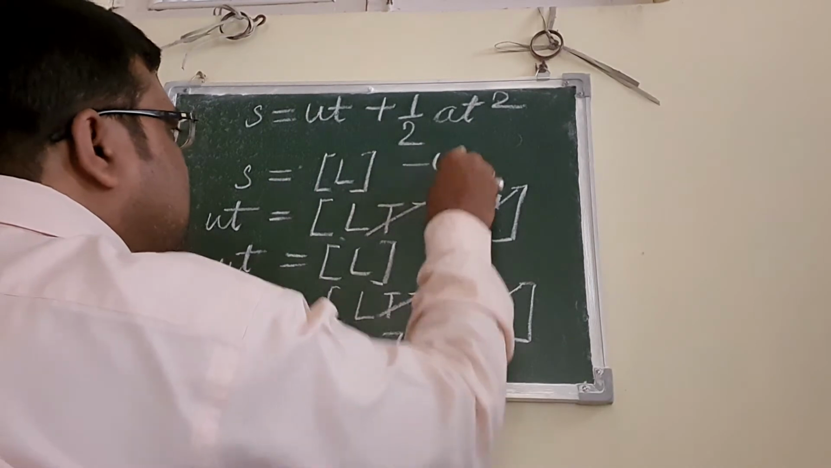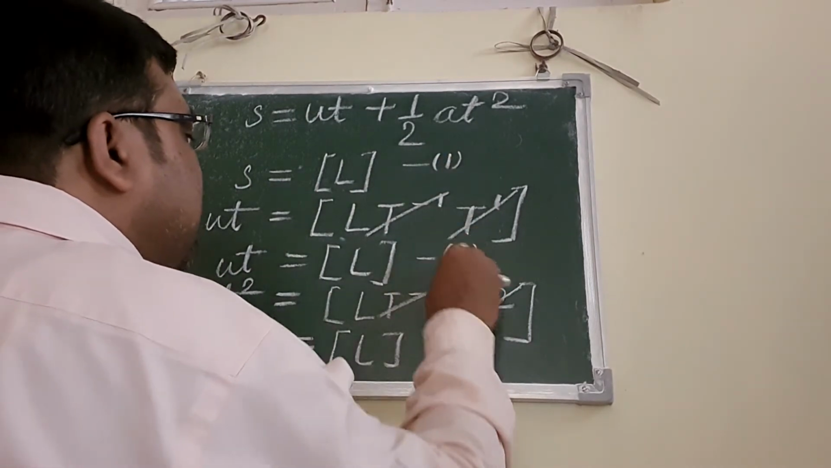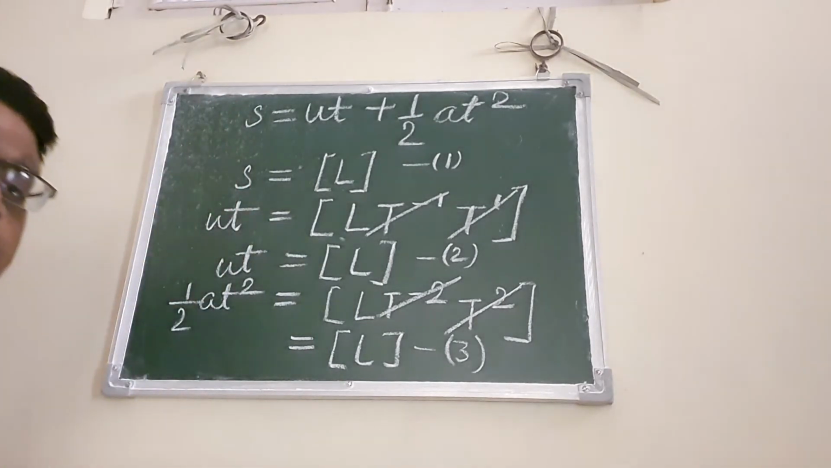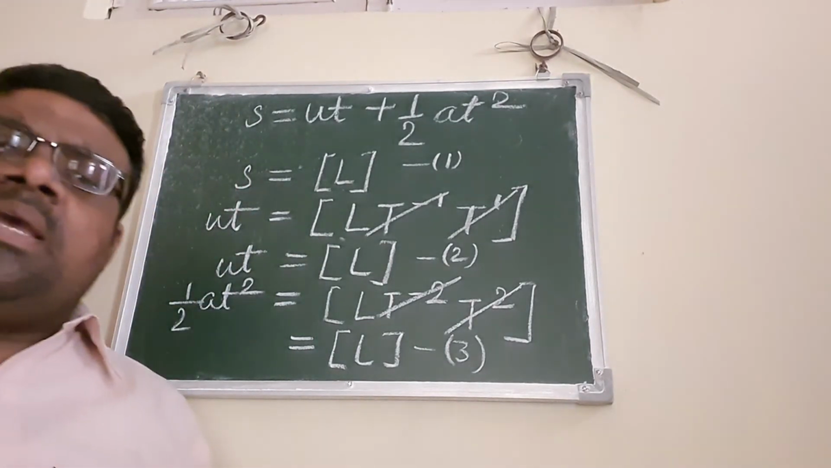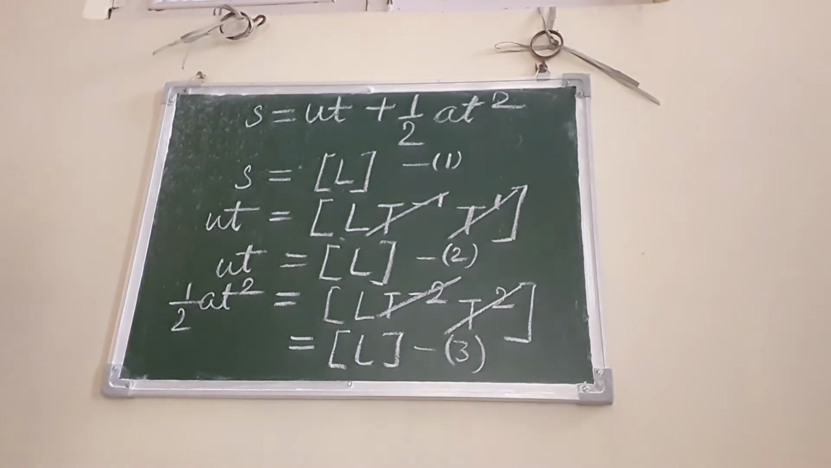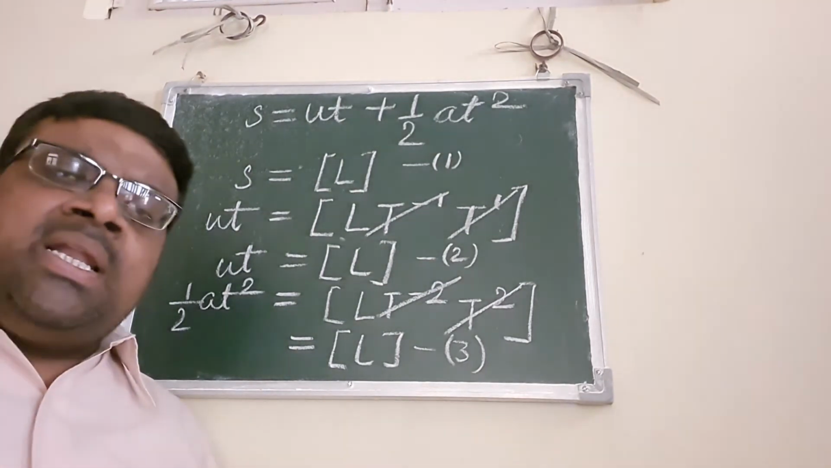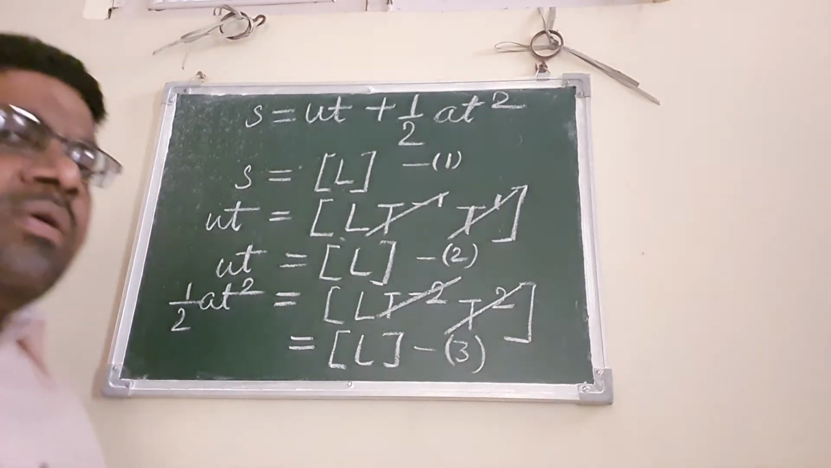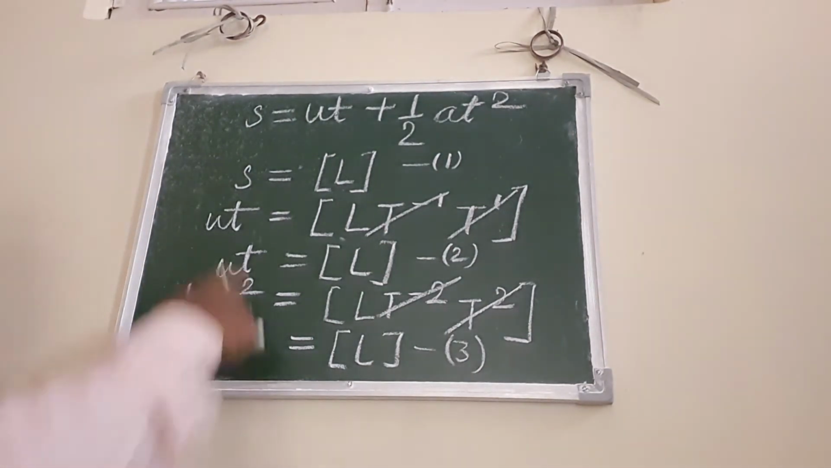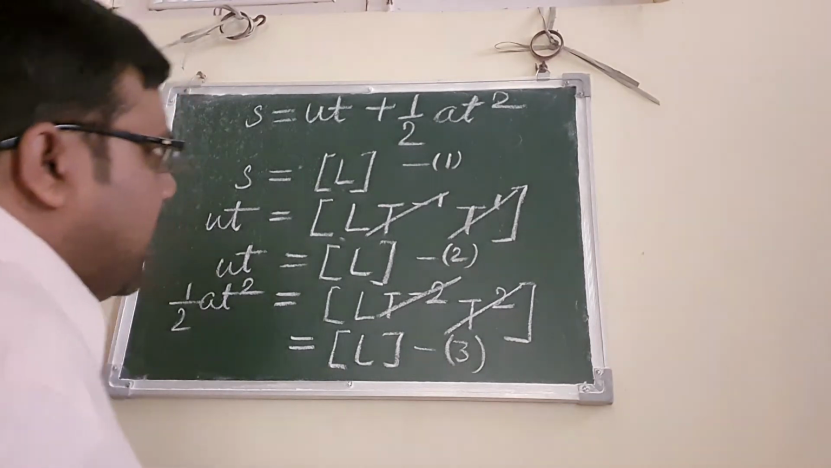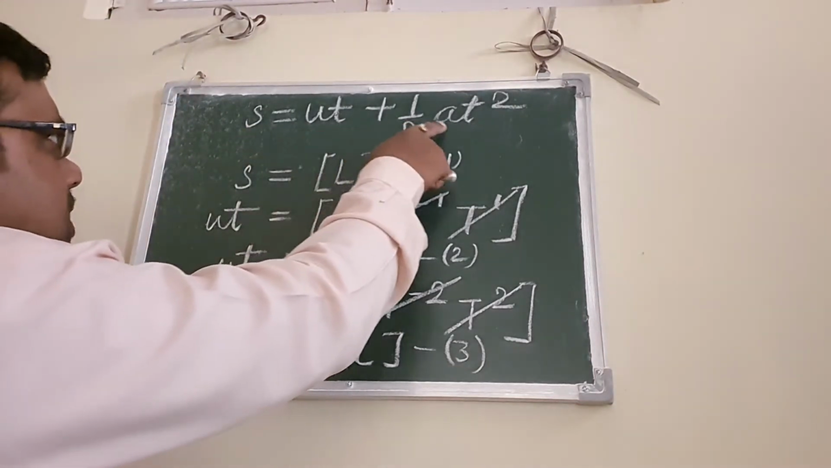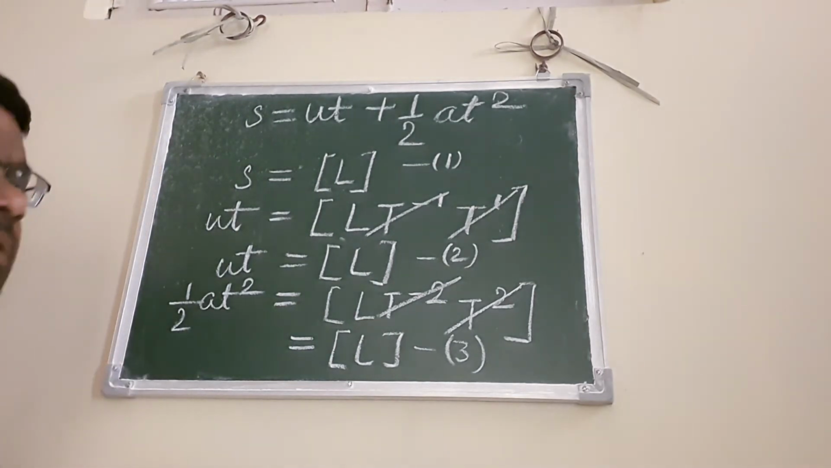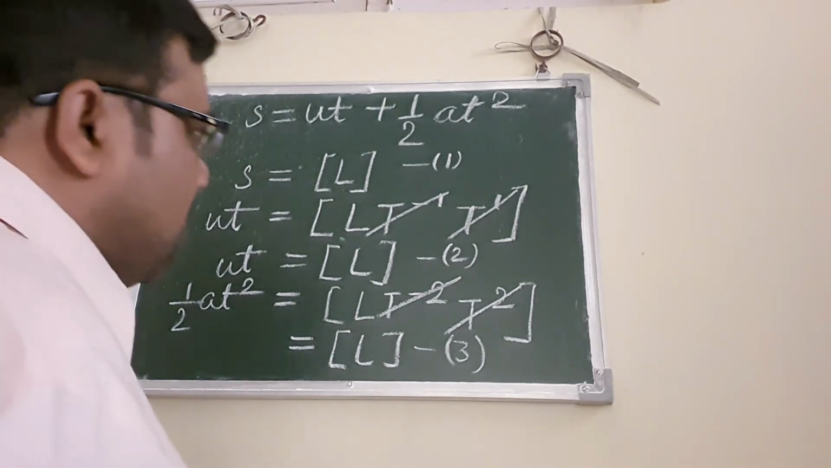So from the first, second and third equation, all the dimensions of each term are same here, so this equation is again dimensionally correct. So we are going to understand it once more. We were given the equation s equal to ut plus half at square. Here we have to find whether the equation is dimensionally correct or not.